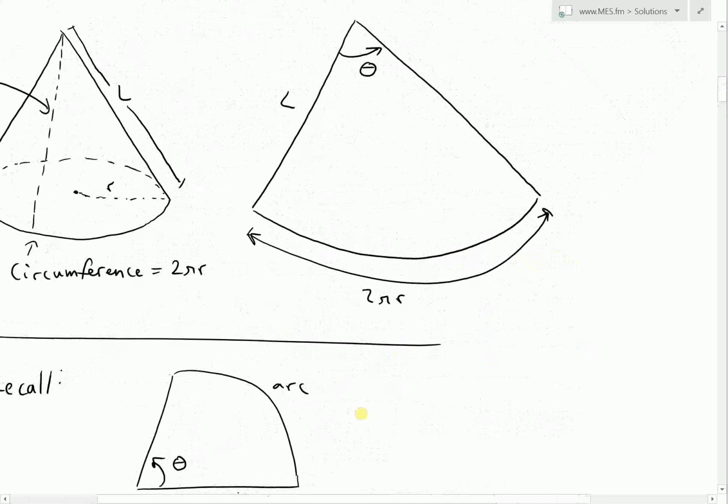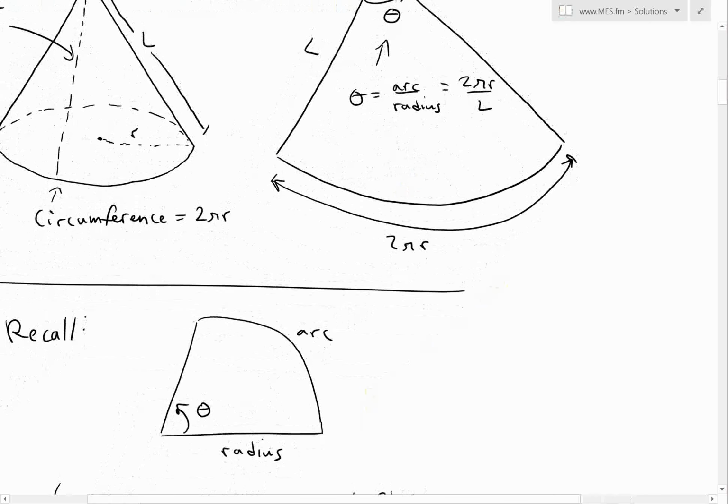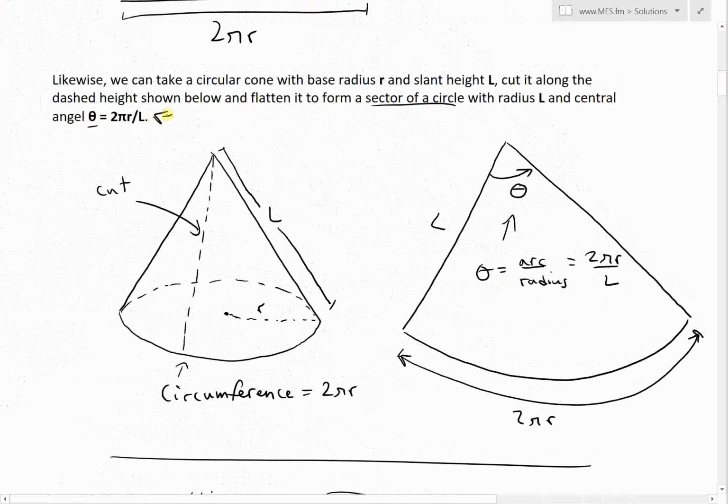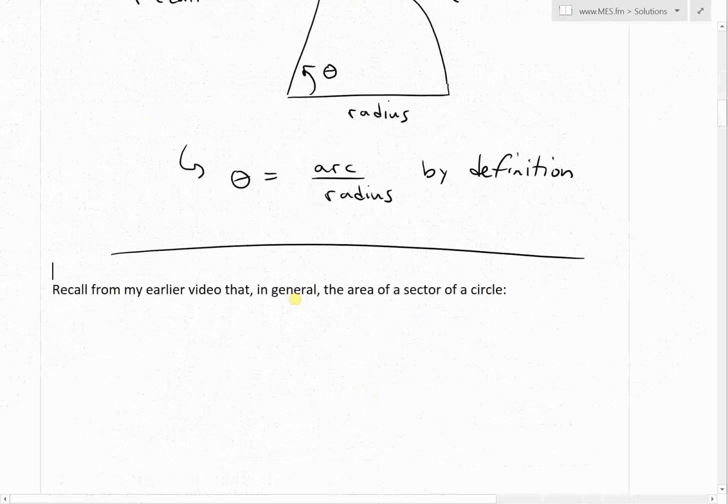So applying it up to here, we get this central angle right here. Theta is equal to arc divided by radius, which equals 2 pi r divided by L. So that is the angle right here, the central angle of this sector of a circle.